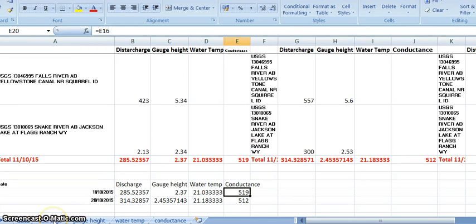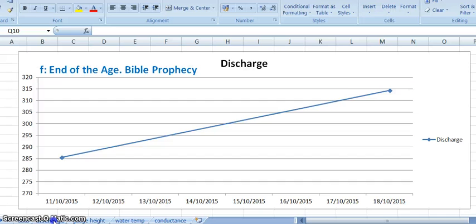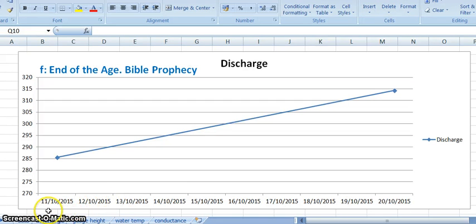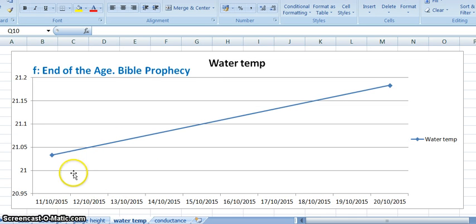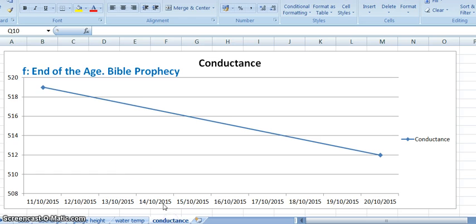And also with this, I'll be able to show it on a graph. So here's a graph for discharge. As you can see, there are only 2 entries because it only started last week, and there you see the increase. Over time it'll even itself out, I suppose. Gauge height also, same thing with the increase. Water temperature also rising, only a small amount there. And the conductance dropping.